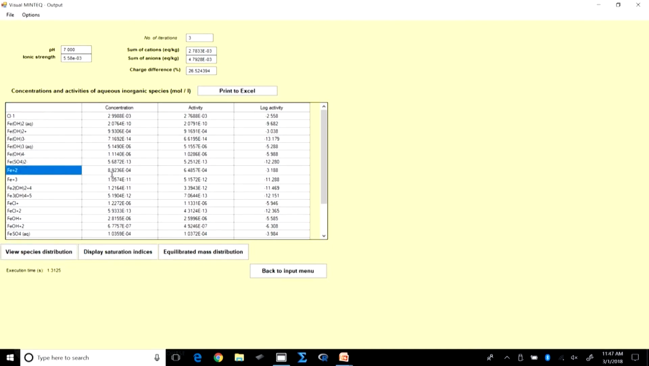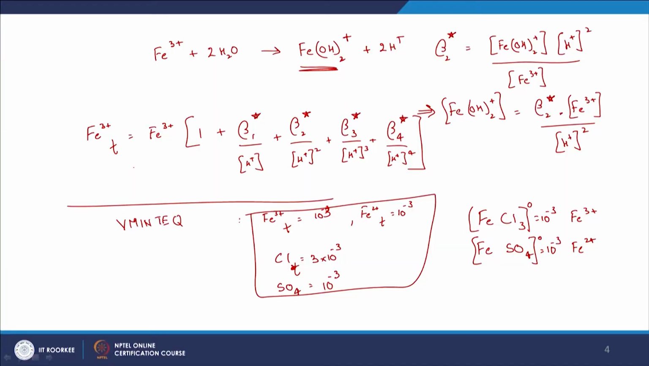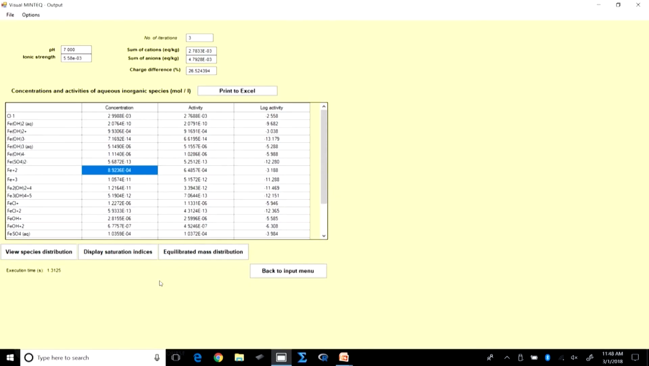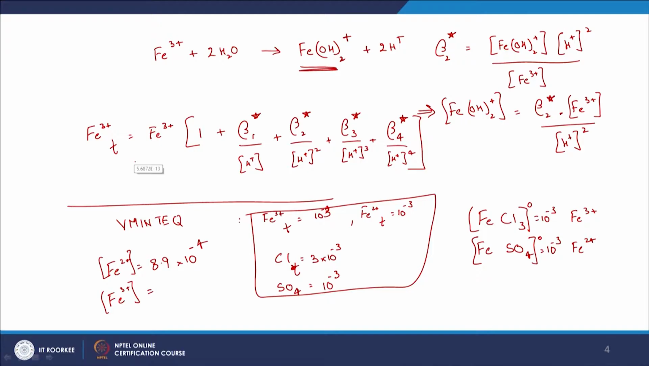So Fe2+ is 8.9 times 10 power minus 4. I see that the Fe2+ concentration is slightly lower, but still similar to 10 power minus 3. And let us see what the actual concentration of Fe3+ is. Where is that here? That, as you see, is much lower: 1.1 times 10 power minus 11. So there you have it.